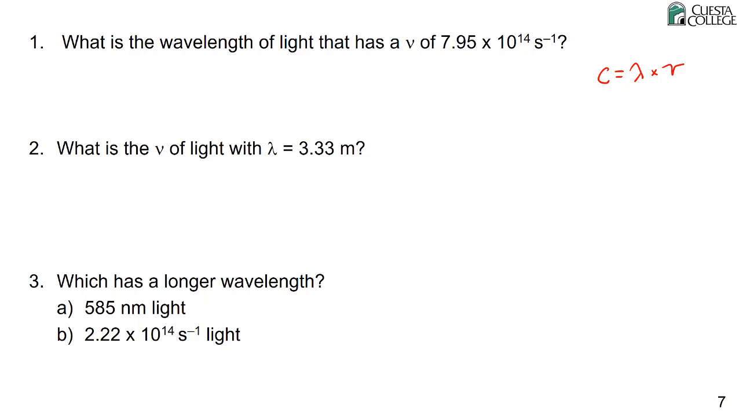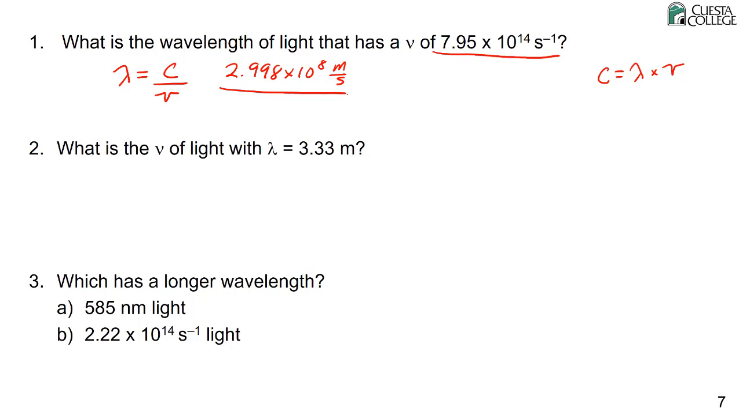Okay, for the first question, we can use the formula c equals lambda times frequency. We know what the frequency of the light is, and so we can solve for wavelength algebraically. Wavelength will be equal to c over nu. The speed of light is 2.998 times 10 to the 8th meters per second, a number you should know.